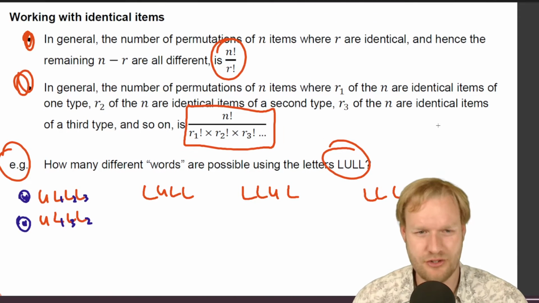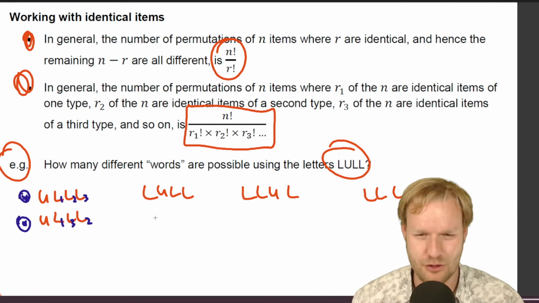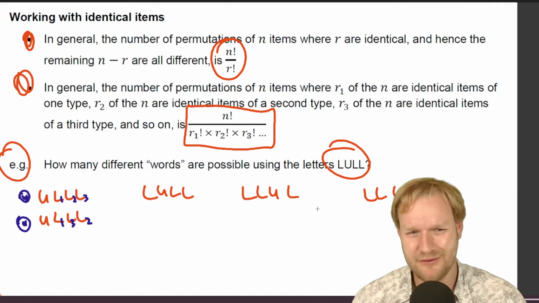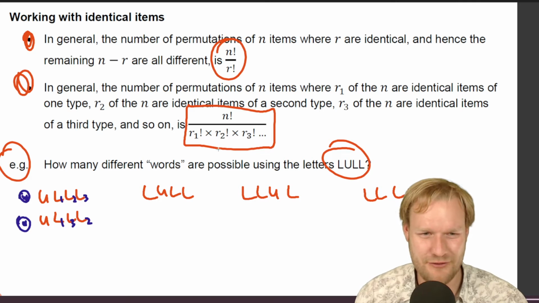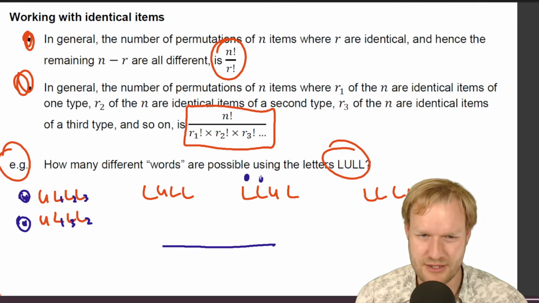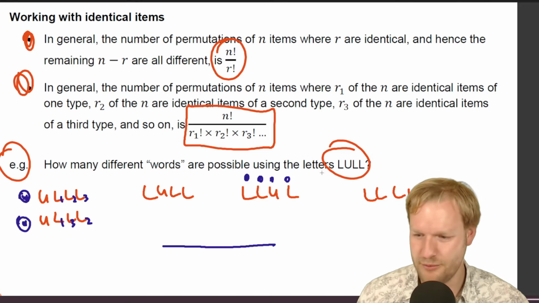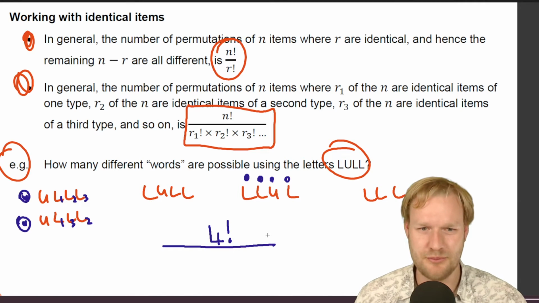Okay, so let's use our formula to do this, because obviously our formula is going to help us when it's a bit more complicated than this. So our formula says that n is the number of letters or the number of places there are. So there are 4 different places here, so we're going to put 4 factorial on the top.